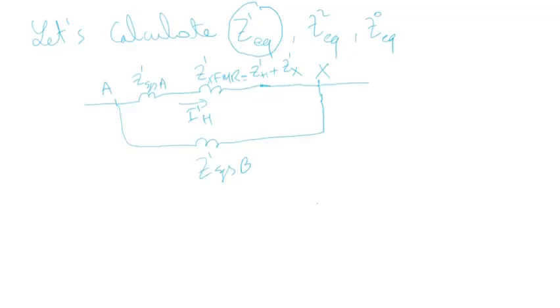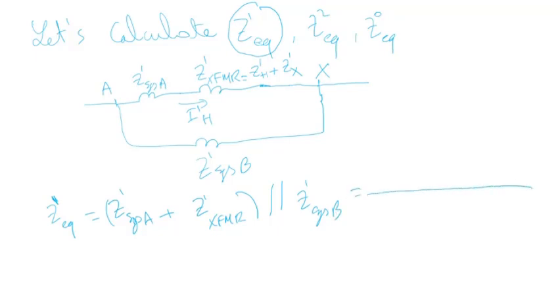Now I'm going to do the same thing. From here, I can go ahead and write this. So I know Z1 equivalent, the positive sequence impedance, is Z1 of system A plus Z1 of the transformer T, which is in parallel. This means in parallel with Z1 of system B.